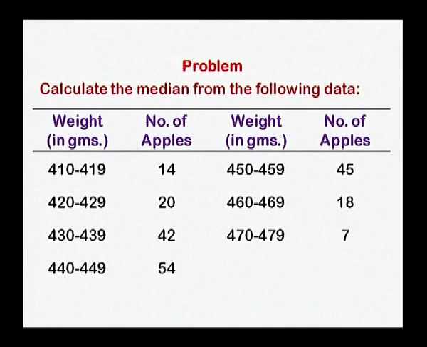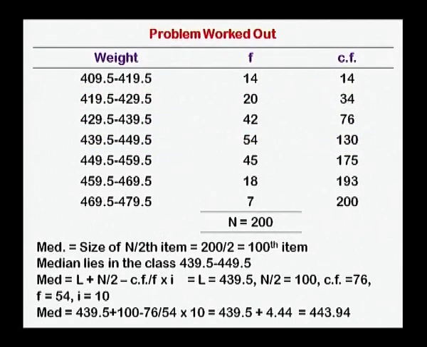After that, again we have the given weight in grams, that is 450 to 459, 460 to 469, 470 to 479, and the number of apples given against each class interval are 45, 18 and 7. Now, as I told you, we are required to convert the class interval into the inclusive series. So, we reduce half from the highest value in the first class interval, and that is added to the second class's lowest value of the class interval. In this way, we have converted the exclusive series into the inclusive series.